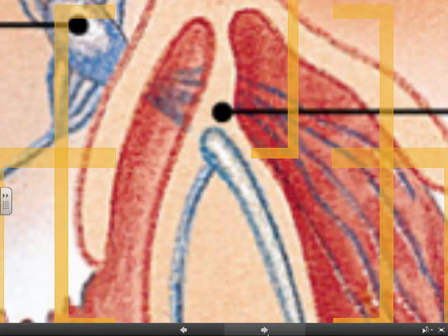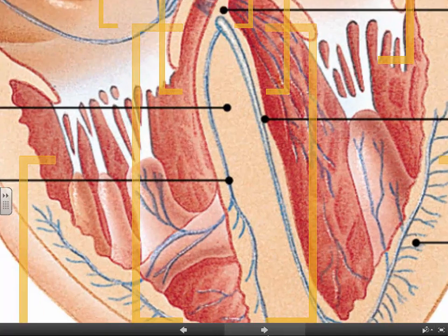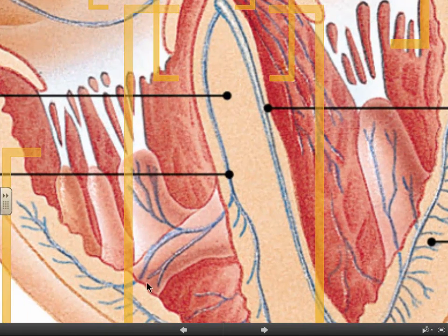Then you got the bundle of His, all right, which again is just a big collection of nerves or electrical bundles. Then your left and right bundle branches. Your right and your left. So just looking at this, kind of getting the cart ahead of the horse, if you will, and you will. Your bundle branch blocks, they occur where? In your bundle branches, right?